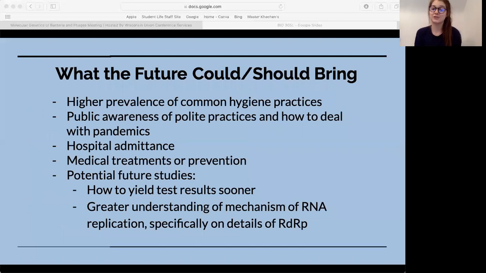So what the future could or should bring, this obviously includes some of my opinions, but I think a lot of it seems to be common ideals, such as higher prevalence of common hygiene practices, like mentioned before, just to prevent pathogenesis in general and spreading diseases. Public awareness of polite practices with how to deal with pandemics mentally, physically, emotionally, and as members of a community, to be considerate about resources and what other people are able to obtain or not able to. And then knowledge and resources for medical treatment and prevention.